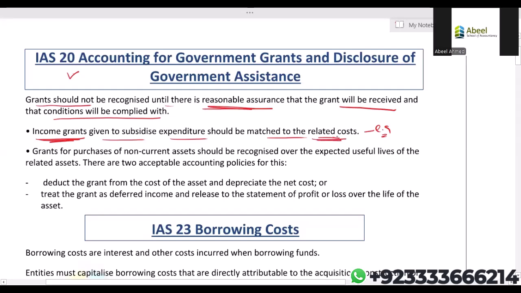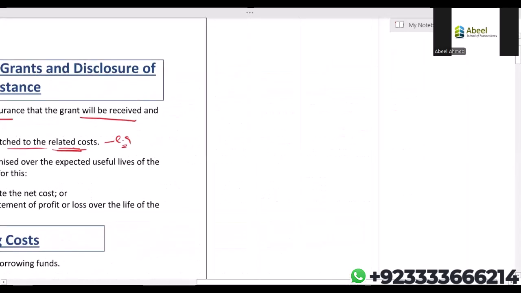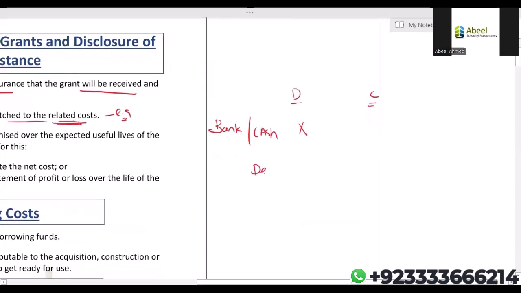Now, you need to know one thing. The grant which is income nature grant, another name is revenue nature grant. Now there are two possible accounting treatments. One, for example, your company has received the grant: bank or cash debit, or there's a possibility of government grant receivable debit, and deferred income credit.